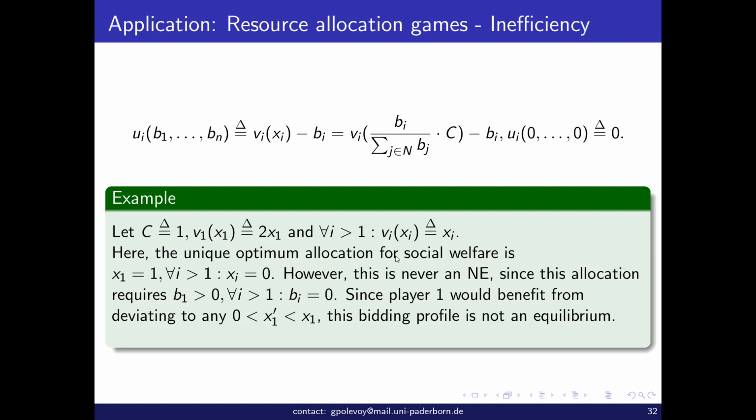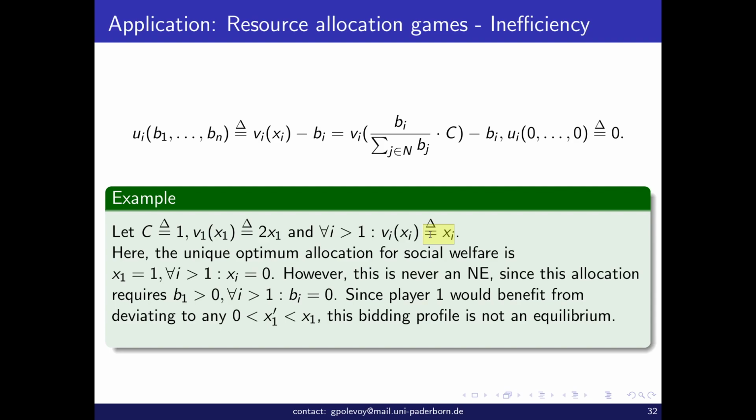So assume that the total capacity to be divided is 1. The value function of the first player is 2x. And the value function of any player after the first one, so the second, the third, and so on till the end, is simply the identity function. So what the player gets, that is her value.